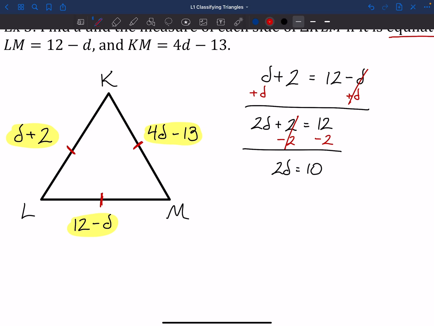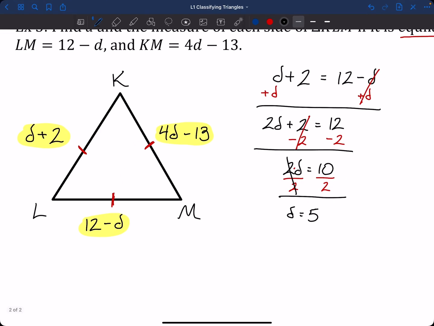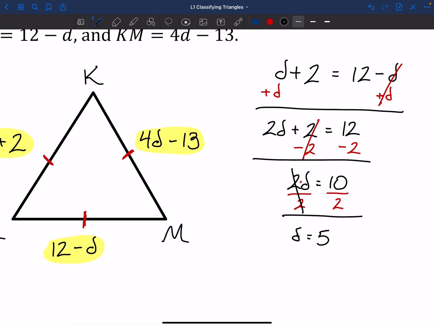One last step, right? Don't forget that 2D is 2 times D. So to undo that 2, we need to divide by 2, right? Doing the opposite of that multiplication that's there. It's going to help us cancel out the 2's. We're going to get that D is equal to 5. All right, and again, hopefully excuse the bad handwriting. Still fighting me every single letter. All right, so D is equal to 5.